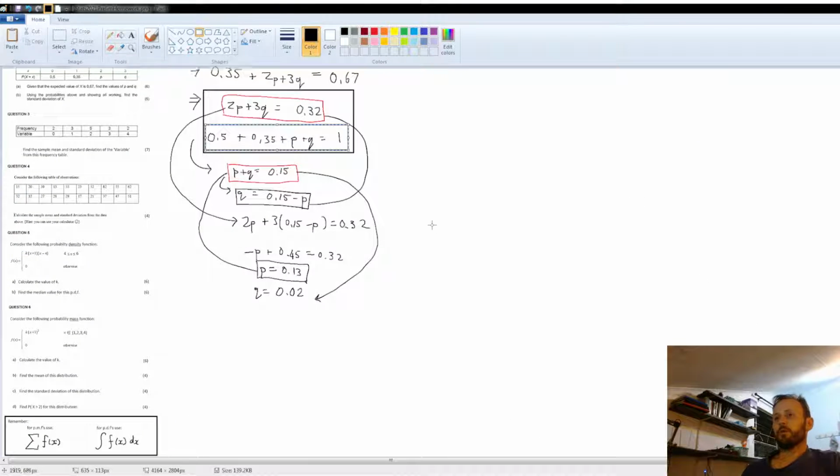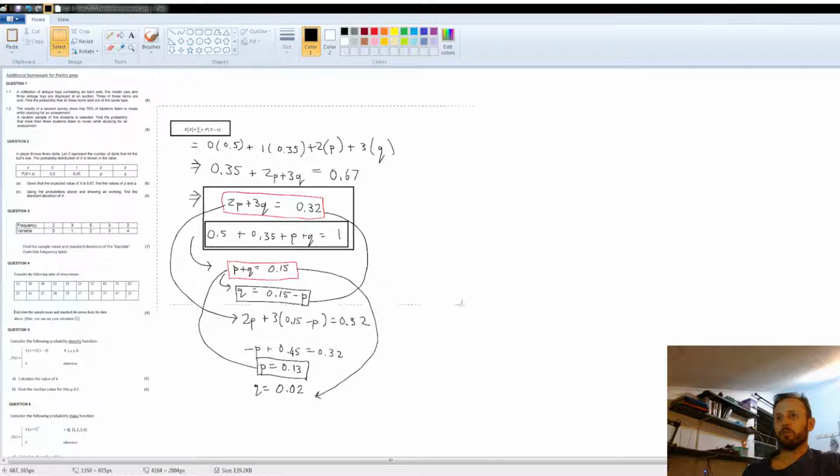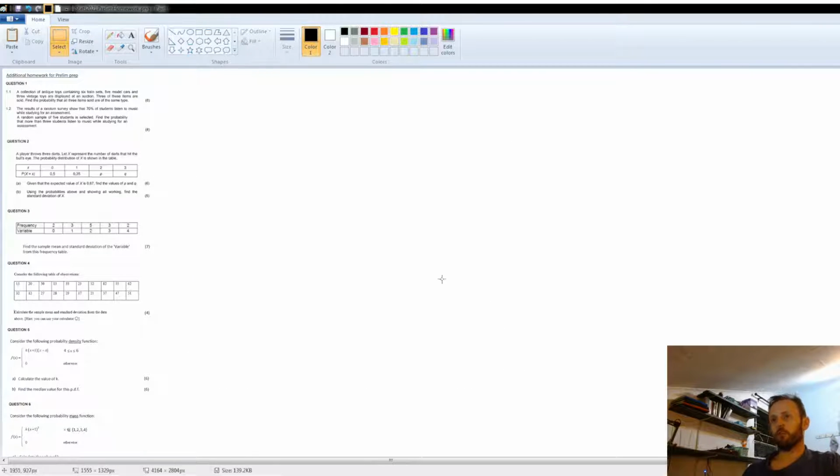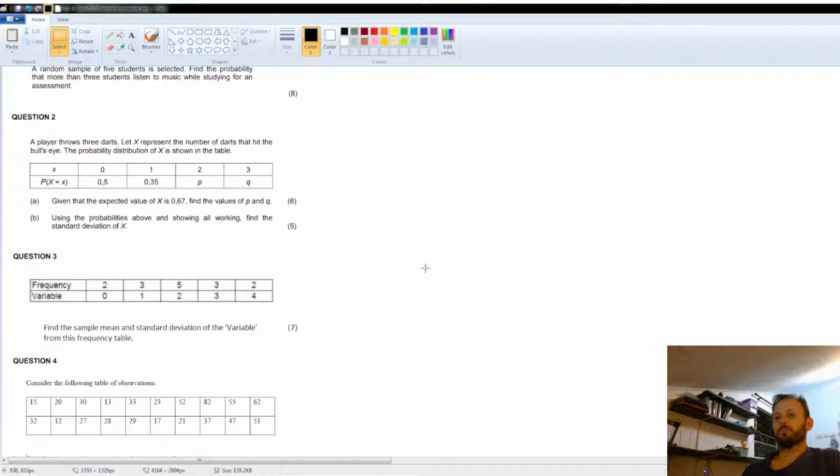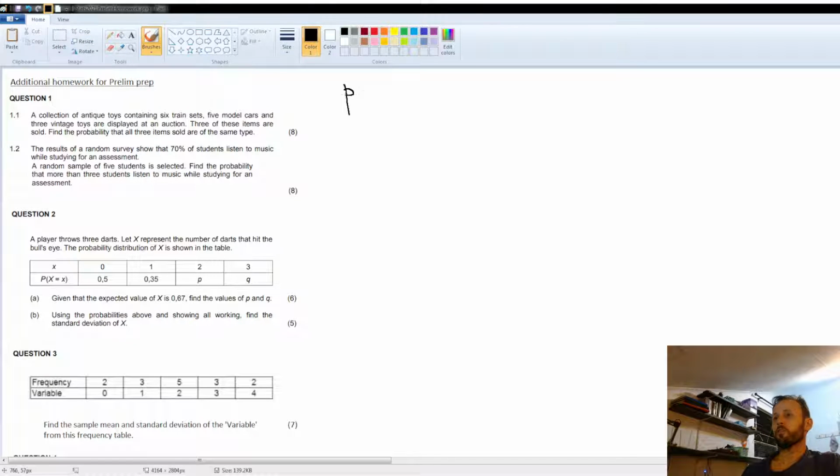And there you go. That's the answer to that question. Let me get rid of all this nonsense. We continue now. Using the probabilities above and showing all working. So, let me not lose my answers. I believe that P was 0.13 and Q was 0.02. I don't want to forget those, so I'm just going to put them there.